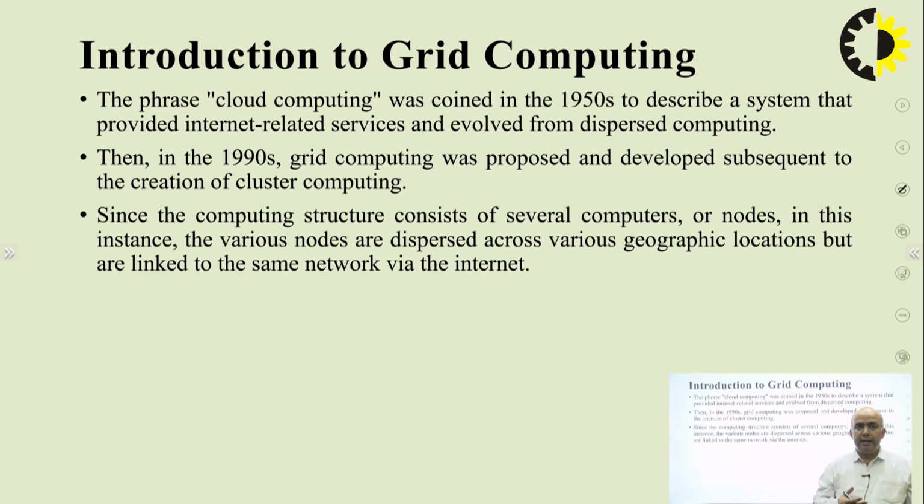Then mainframe computing systems evolved over a period of time and moved towards utility computing. In the 1990s, grid computing was proposed and developed subsequently to create cluster computing. This grid computing structure consists of several computers, or nodes, located at various geographical locations, but they are linked with each other via the network, or the internet.